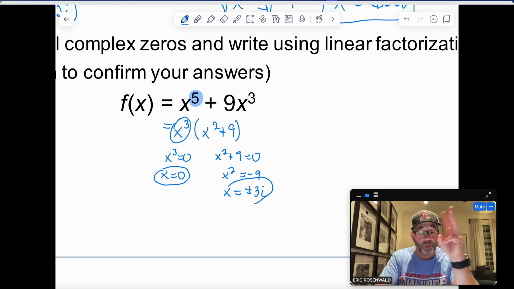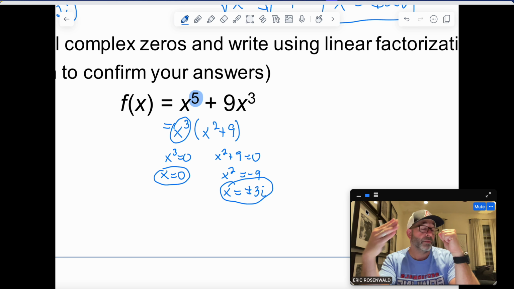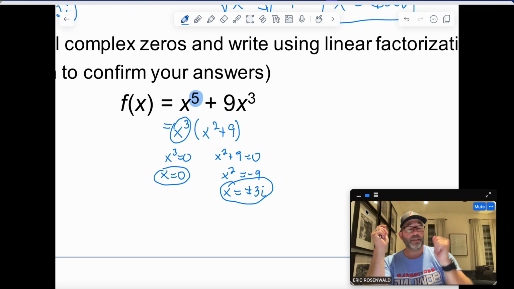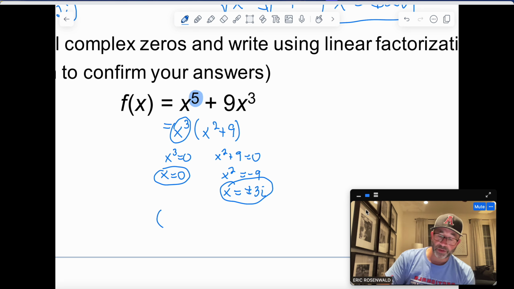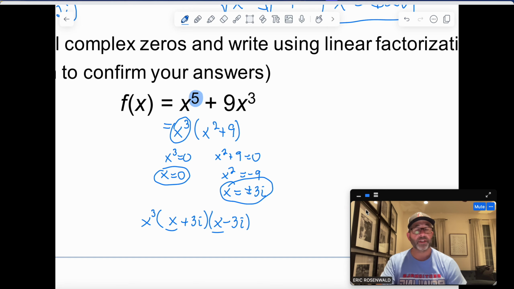So we have 3 real, but there's only 1, and that's a 0, but it has a multiplicity of 3. And then we've got that 3i and negative 3i. So the linear factorization for this would be x, and then x plus 3i, and x minus 3i. Okay? And we can simply write the x cubed right there, and we've got linear factors for each of the binomials on the inside there.